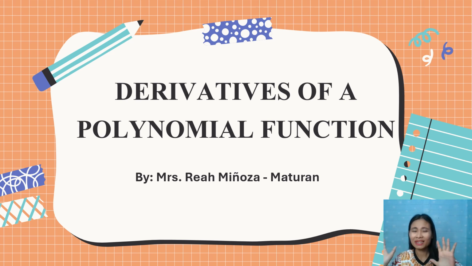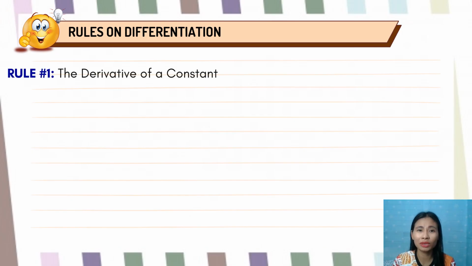Hello everyone. This time let us try to discuss finding the derivatives of a polynomial function. So how are we going to find or solve for the derivative of a polynomial function? There are four different rules that we need to consider. So let's start with rule number one, the derivative of a constant.